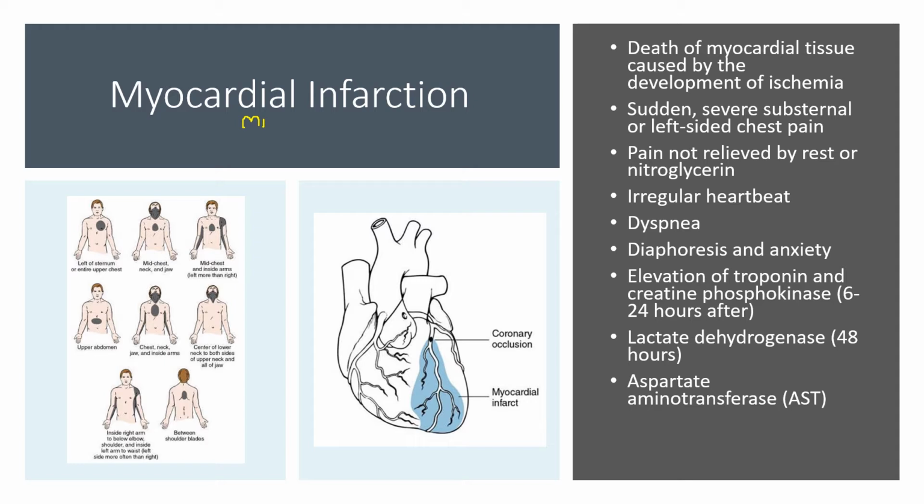So you can see here this schematic. Let me change colors. You can see on this schematic here where patients may complain of the pain. And again, it's common in males to have pain radiating down the left arm, very common in females to have pain radiating to the upper back. And again, the pain may be different for each individual.